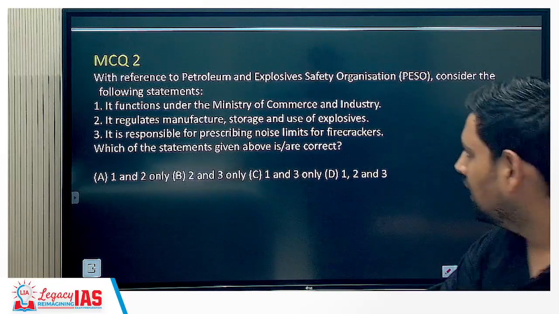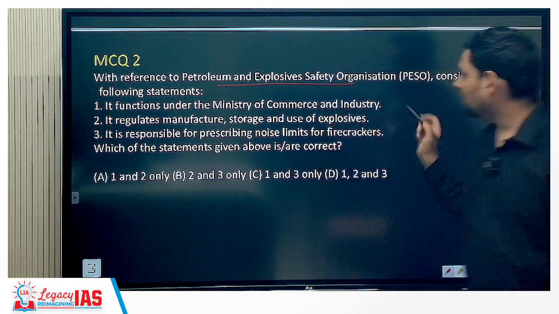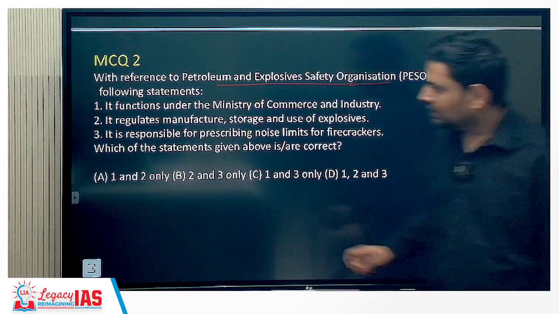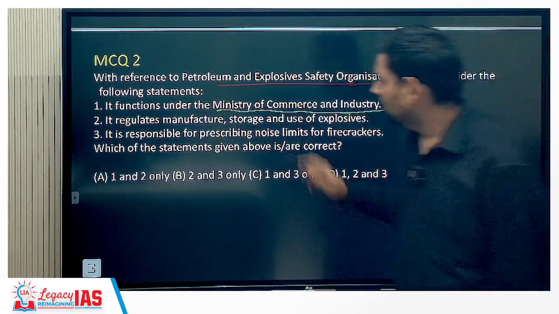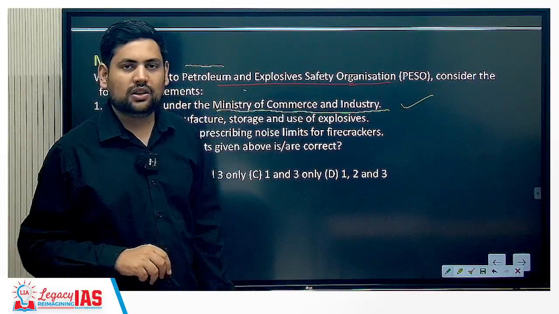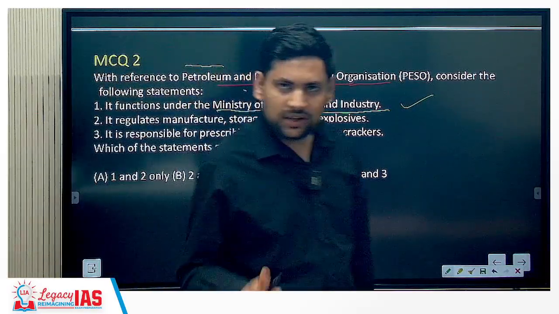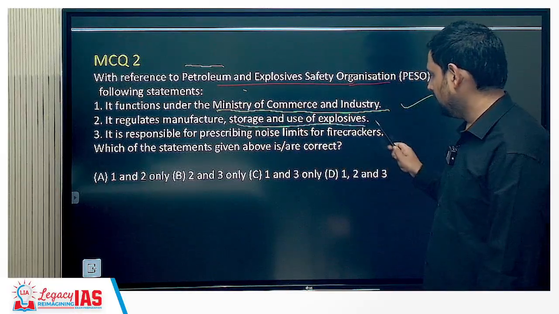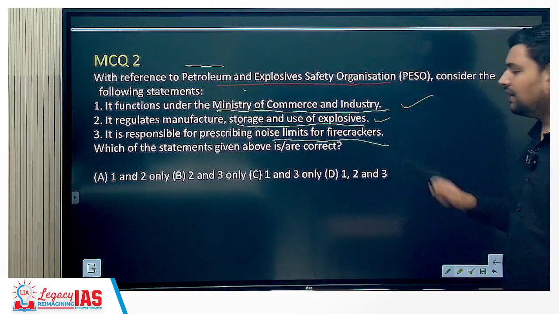Okay, then let's see this. First, it says the Petroleum and Explosive Safety Organization functions under the Ministry of Commerce and Industry. Now, some people will get this wrong. This is absolutely correct. Don't get confused by the word petroleum. This is about the Petroleum and Explosive Safety Organization, so this is the Ministry of Commerce only. This is about firecrackers and all these explosives. Okay, then it regulates manufacture, storage, and use of explosives. Yes. Last, it is responsible for prescribing noise limits for firecrackers.